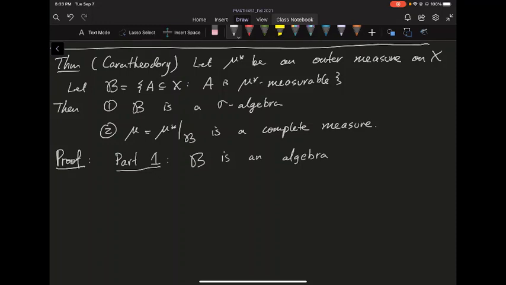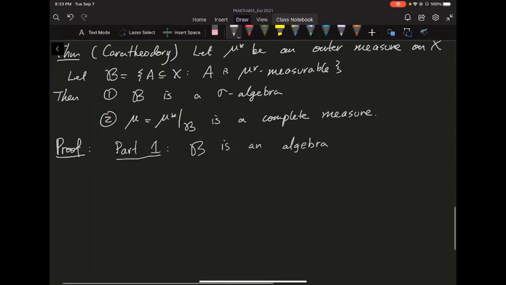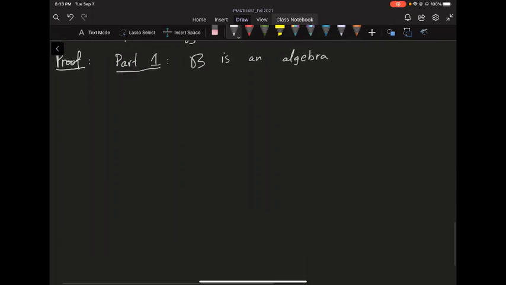I will break the proof into two parts. In the first part, let's show that B is actually just an algebra. We only show it's closed under finite union. We'll leave the sigma algebra part and the measure part to the next video. To show that it's an algebra, we just need to show three things. First of all, the empty set is inside B. You can convince yourself why that's the case.